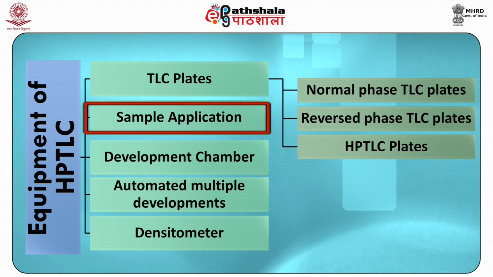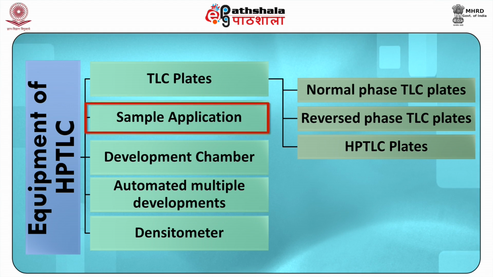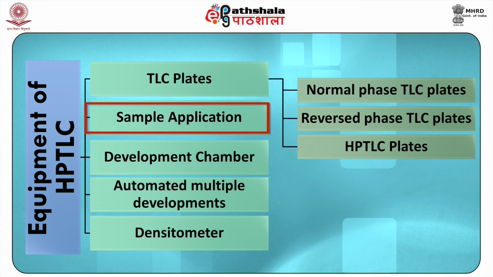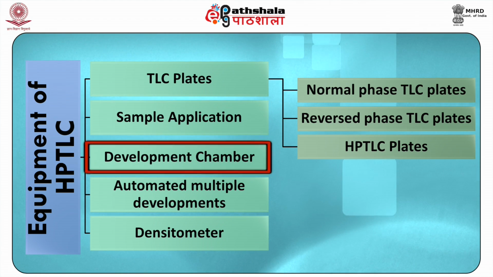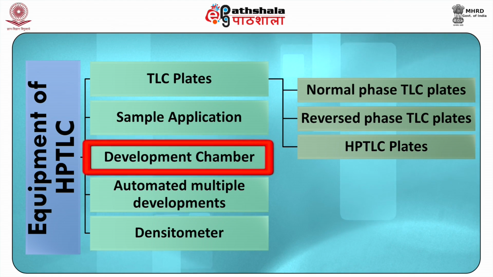Next is sample application. Sample is applied either manually using a capillary tube in the form of spots, or by an automatic TLC sampler in the form of narrow bands using a spray technique. Narrow bands at the starting zone ensure maximum resolution. Next is the development chamber. After application of the sample, the plate is placed in a twin trough horizontal or automatic development chamber.